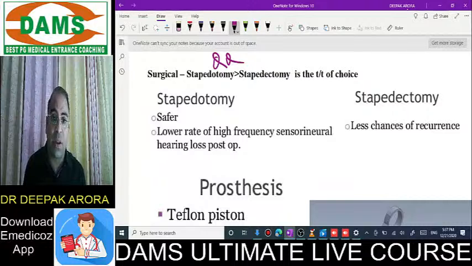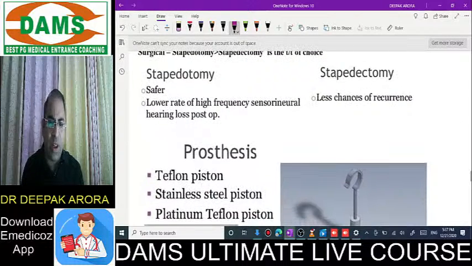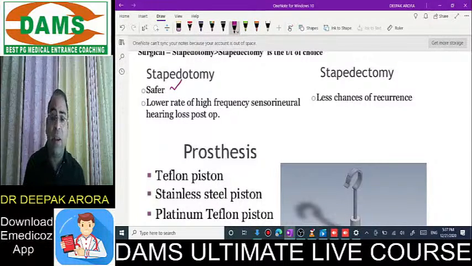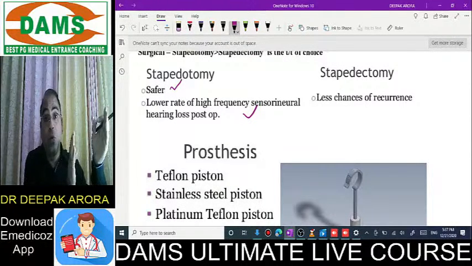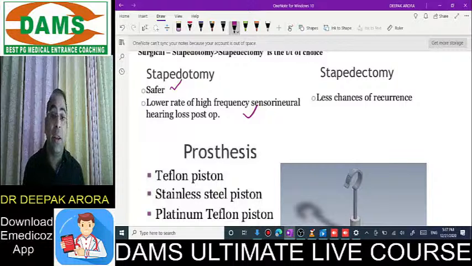Is better than stapedectomy. Clear? What are the differences? Obviously, whenever we are removing only some part of the stapes, it will be safer. There will be less chance of sensorineural deafness. Why? Because when you are removing the whole stapes, there is a risk you can do trauma to the inner ear, trauma to the cochlea. So there will be a high risk of sensorineural deafness.